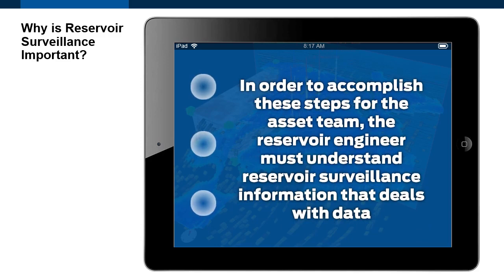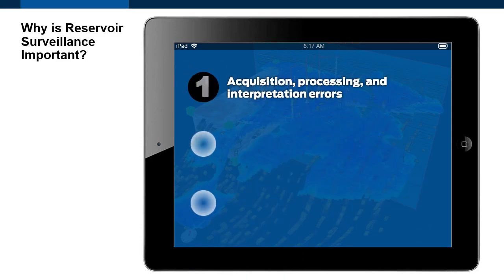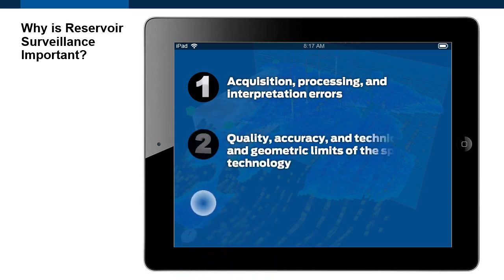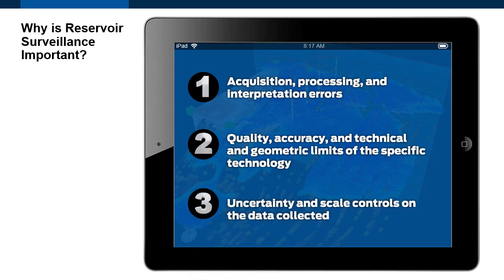In order to accomplish these steps for the asset team, the RE must understand reservoir surveillance information that deals with data, acquisition, processing, and interpretation errors, along with quality, accuracy, and technical and geometric limits of the specific technology, and uncertainty and scale controls on the data collected.